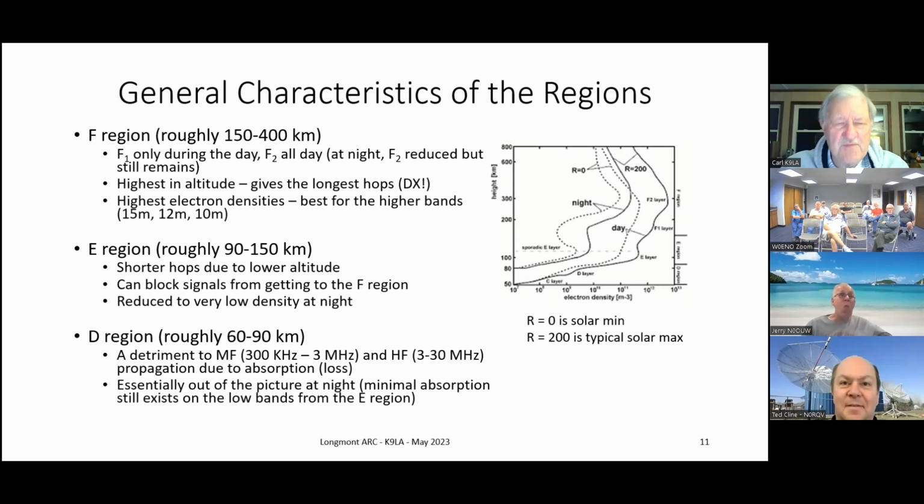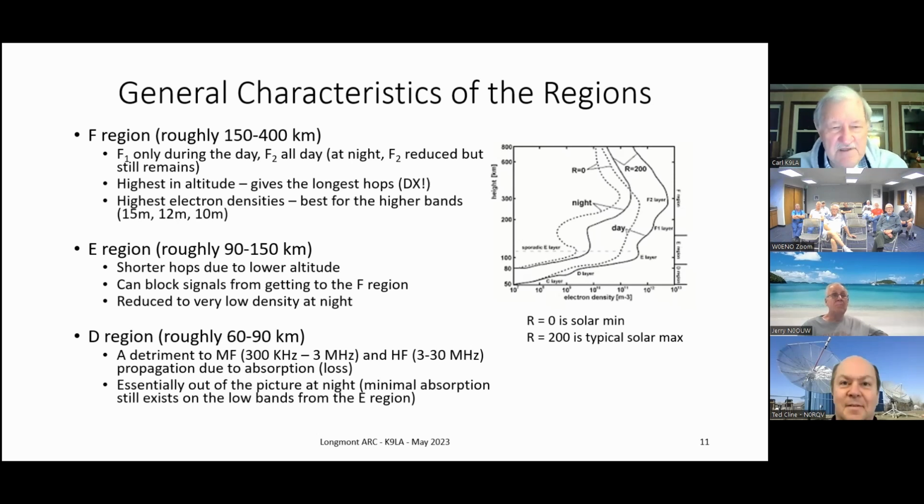E region's roughly 90 to 150. That's also where sporadic E occurs. Because it's lower in altitude, it gives shorter hops. It can actually block signals from getting to the F region if the E region is of a high enough density. At night, like I said, it pretty much goes away. It's kind of weak, but it still can affect 160 meters and much longer wavelengths, 630 and also 2200 meters, which are new bands for us.